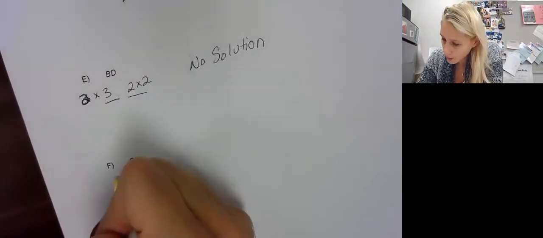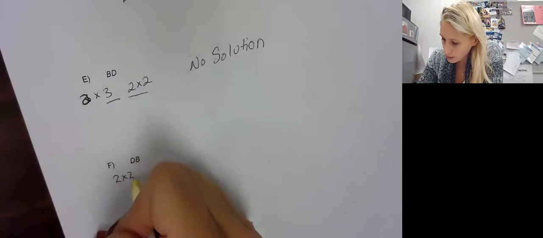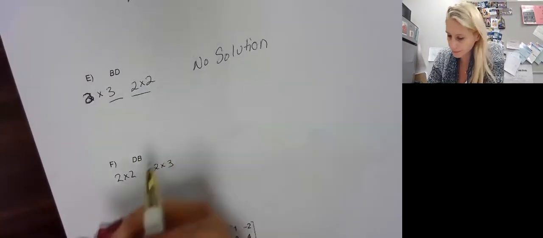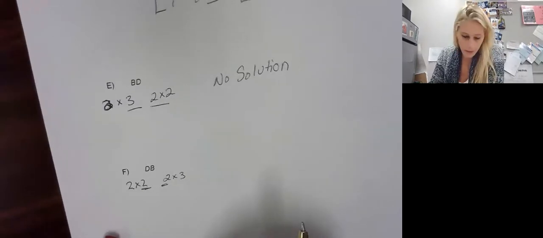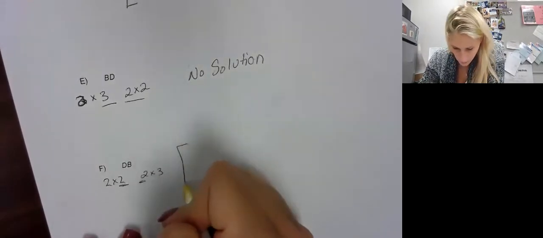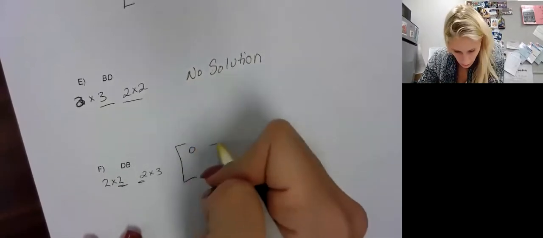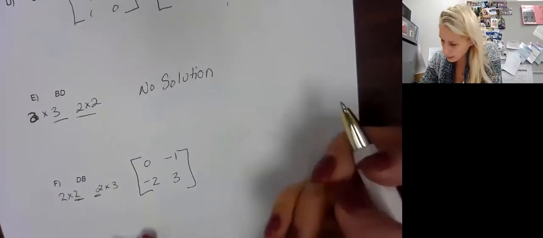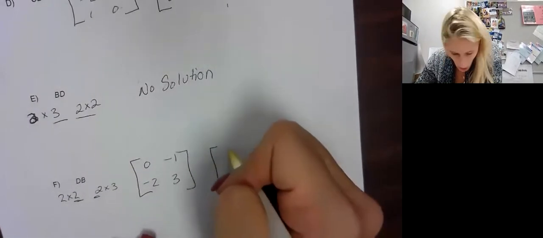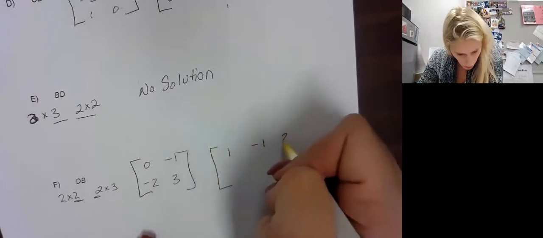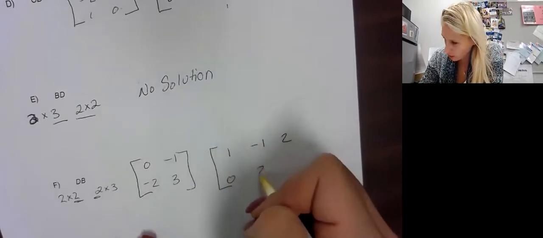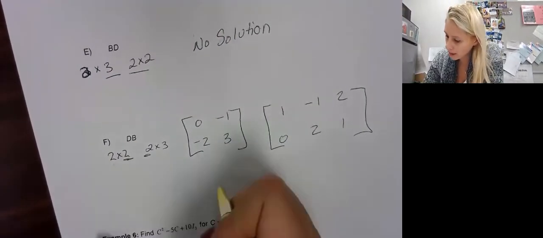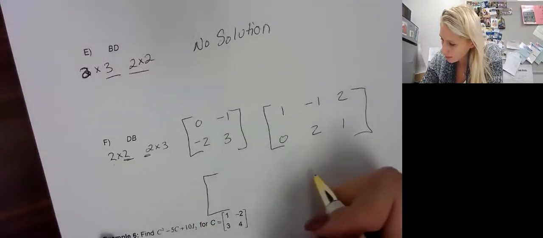Okay, now we have a 2 by 2, which is D, and a 2 by 3. Can we do it? Yes, we can. Okay, so 0, negative 1, negative 2, 3, times B, which is 1, negative 1, 2, 0, 2, and 1. Okay, that means this is going to be a 2 by 3.